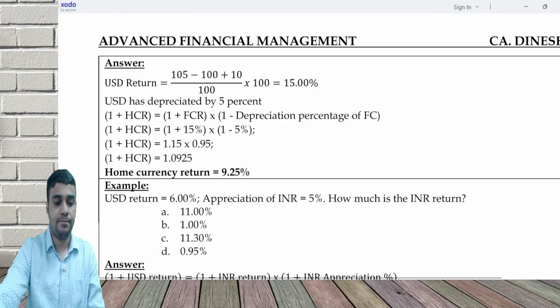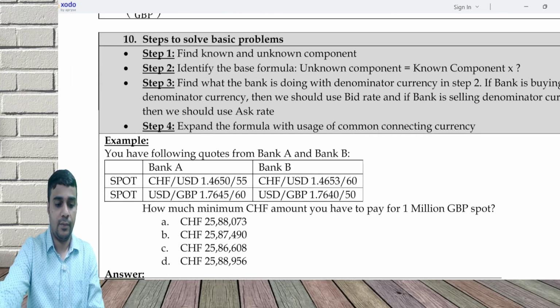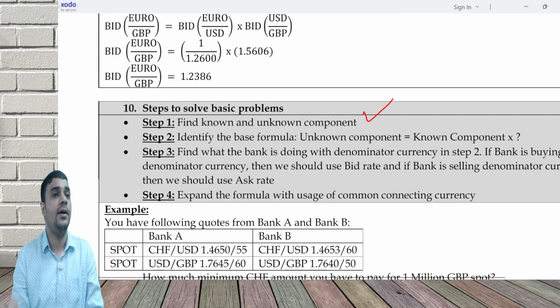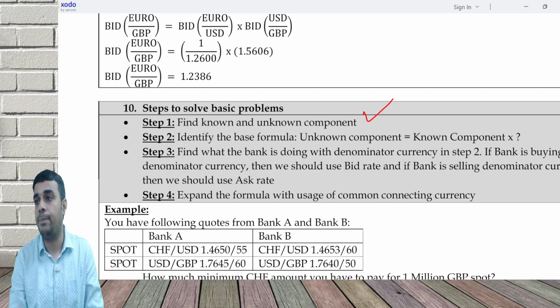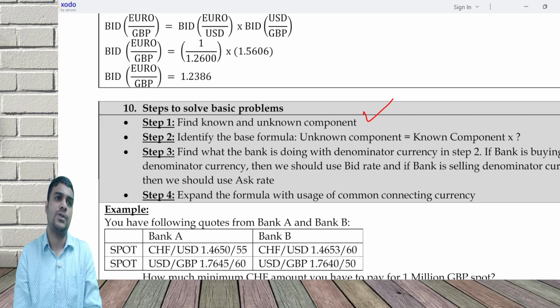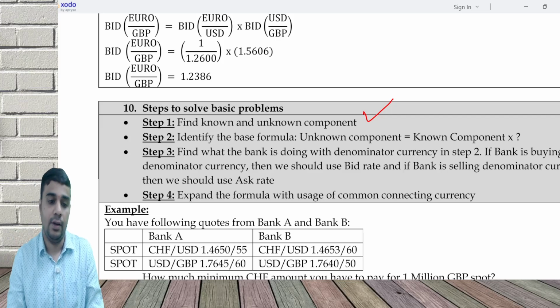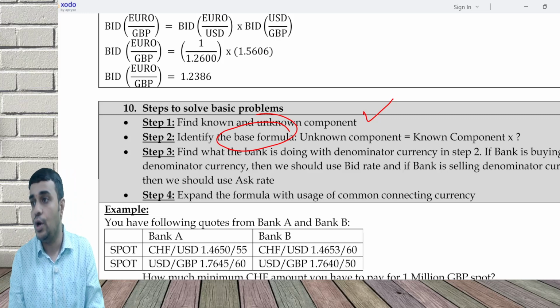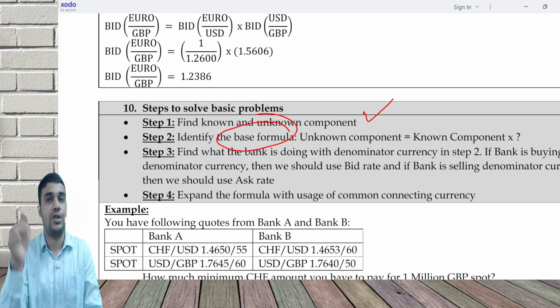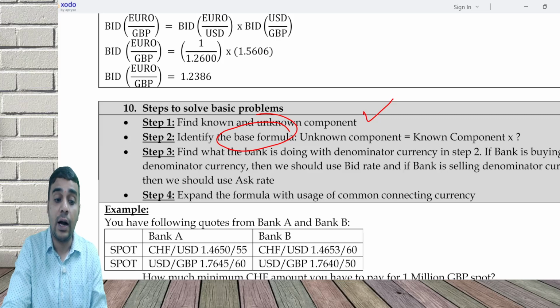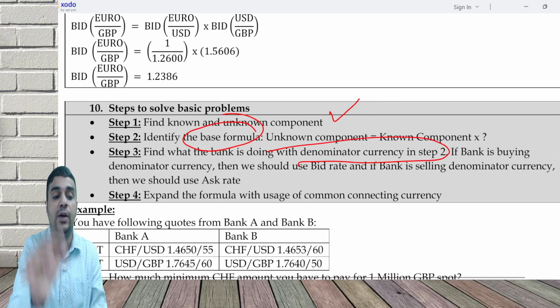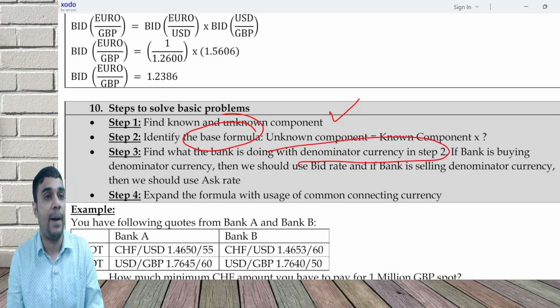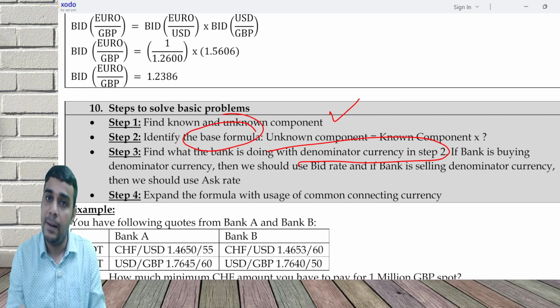Find the known component and unknown component. Known component in this question was 1 lakh GBP. Unknown component is question mark US dollar. Identify the base formula. Base formula is unknown component is equal to known component into question mark. That question mark you will have to find out. Then look at what is the bank doing with the denominator currency. First you find what you are doing, then identify what the bank is doing.